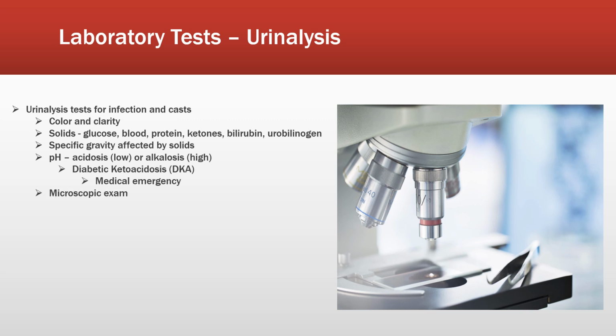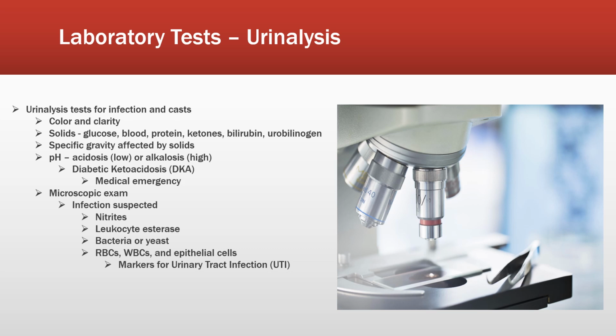Microscopic examination of the urine will be ordered if infection is suspected to evaluate for the presence of nitrites, leukocyte esterase, organisms like bacteria or yeast, red blood cells, white blood cells, and epithelial cells that are markers for a urinary tract infection or a UTI. Casts may also be present that can signal issues with kidney excretion.